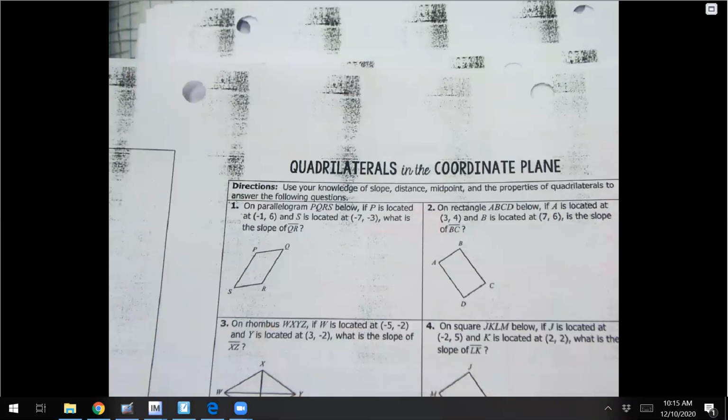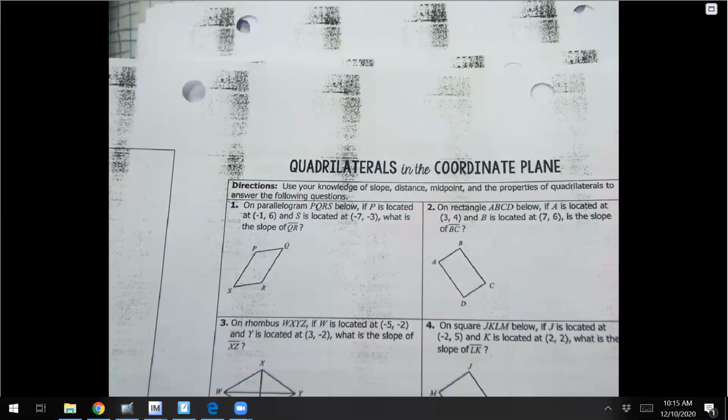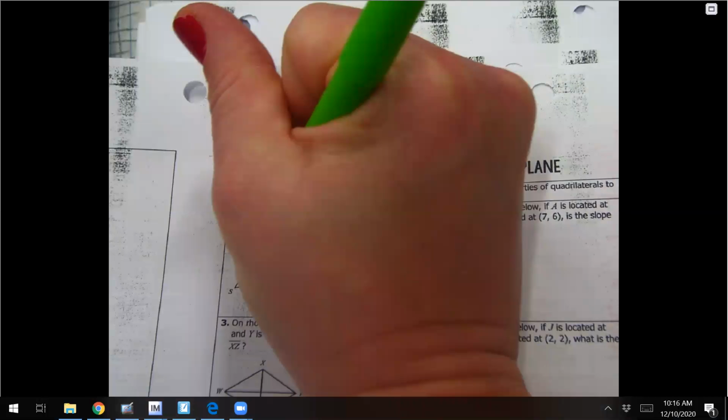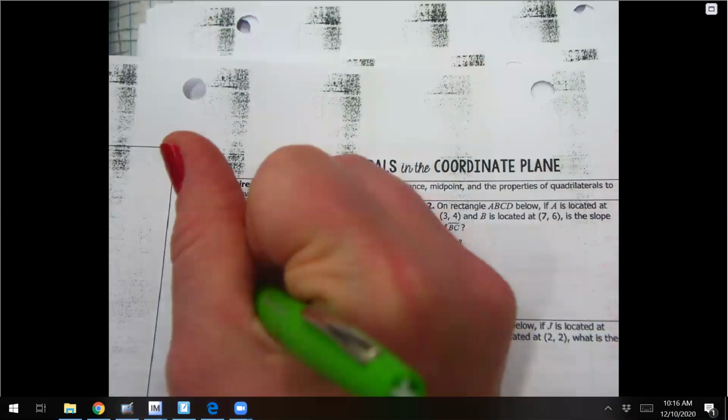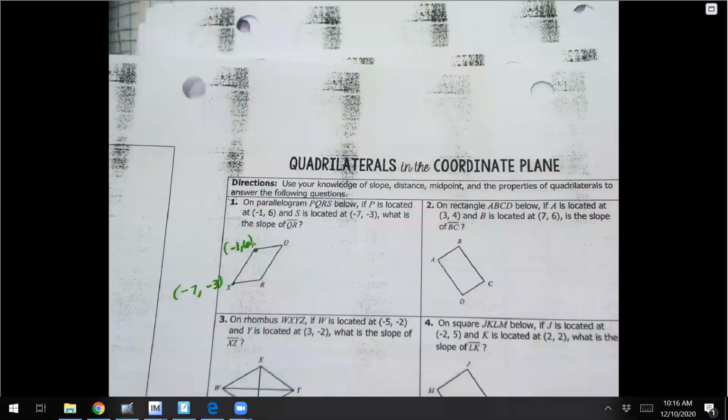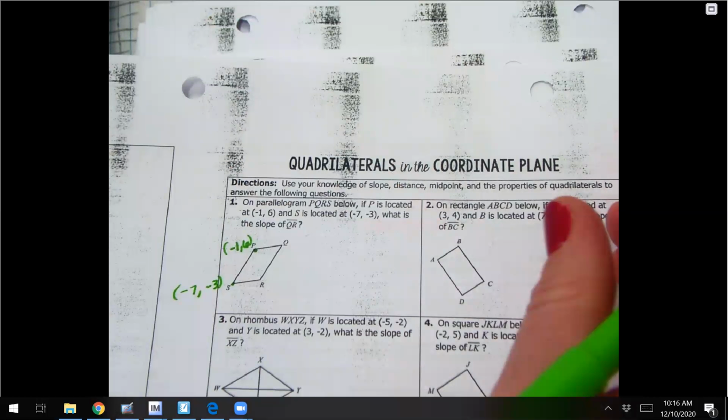It says, on a parallelogram PQRS below, if P is located at -1, 6, so this is at -1, 6, and S is located at -7, -3. Okay, what is the slope of QR? Well, what do you know about QR's relationship with PS? They're parallel. So since we know they're parallel, what do we need to do with these ordered pairs? We need to find the slope.